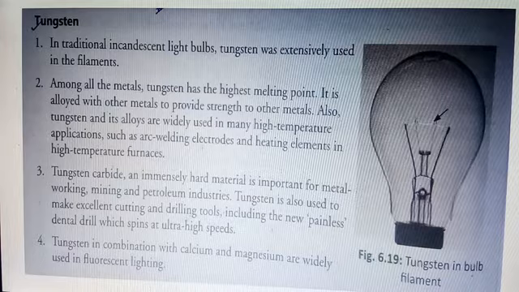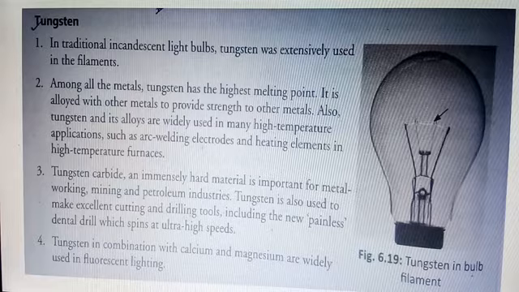In traditional incandescent light bulbs, tungsten was extensively used in the filament. There was no bulb before Thomas Alva Edison made the bulb. So this filament lamp was the source of converting electrical energy into light energy. The device that could convert electrical energy to light energy was this filament bulb only.